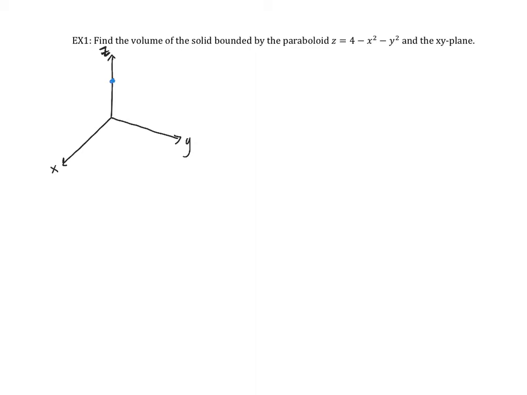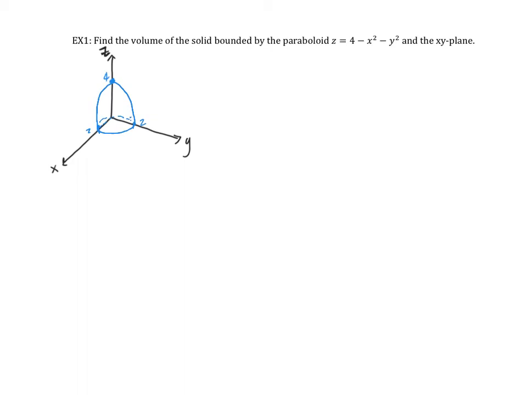Here, this is going to be bounded between this paraboloid and the xy plane. So it's going to stop at the xy plane. And then if x and z are 0, then y is going to be 2. And same for the x value. So we have this paraboloid coming down, and it's bounded by the xy plane.